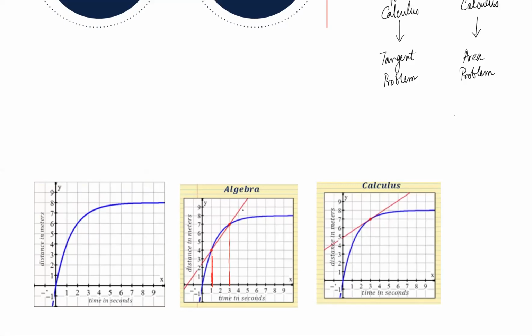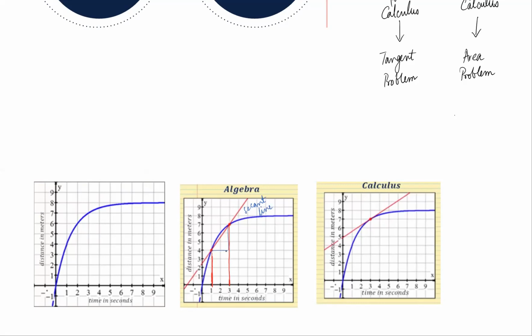This red line is called the secant line because you're trying to connect the two dots on the curve through this line. It's called the secant line. And if you can find the slope of this line, you know it is the rise over run, right? Rise over run. Well, that is algebra.